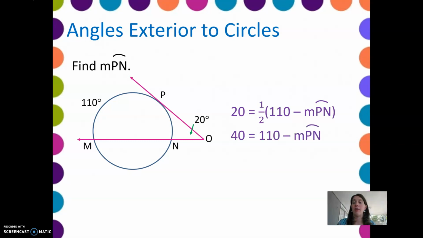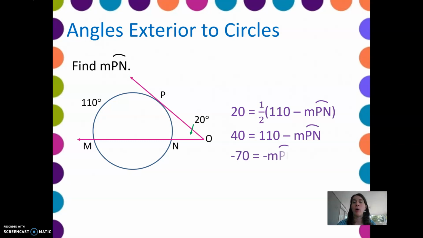Now on the right side of our equation, the 1/2 is gone because the times 2 cancels that out, and I'm left with 110 minus the measurement of our arc. The arc is on the outside of the parentheses now, and I can continue to solve. The next thing I want to do as I continue to solve for the arc is get rid of that 110. Well, in order to cancel that 110, I would have to subtract 110 on both sides of our equation.